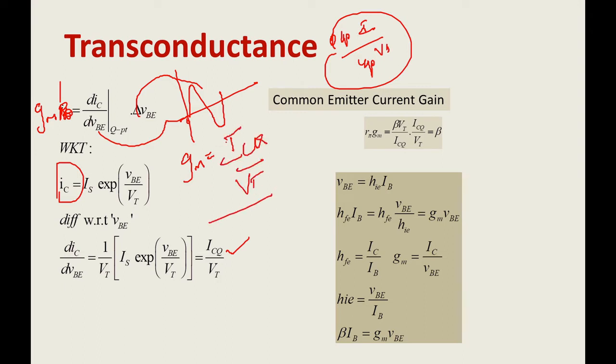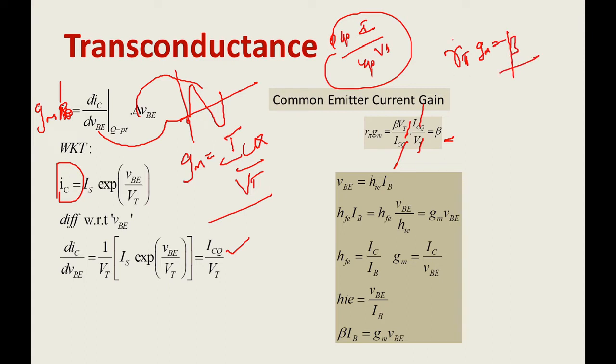That's it. So now you know R pi and GM, just plug in. R pi is beta times VT by ICQ, and your GM is ICQ by VT. If you cancel both the terms, you will get beta. So the product of R pi into GM is nothing but your current gain factor beta.